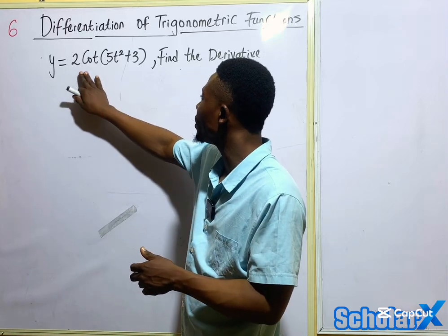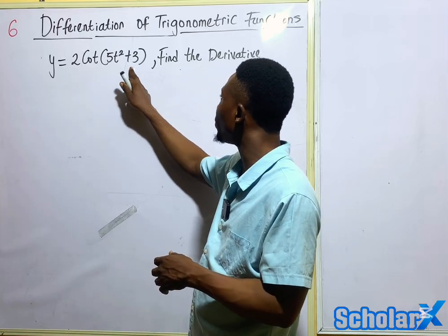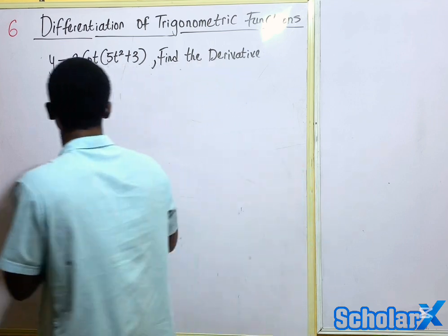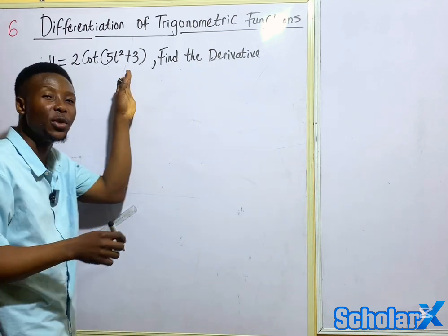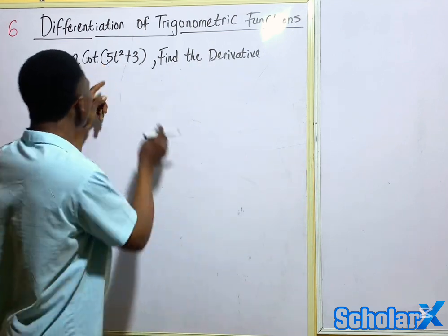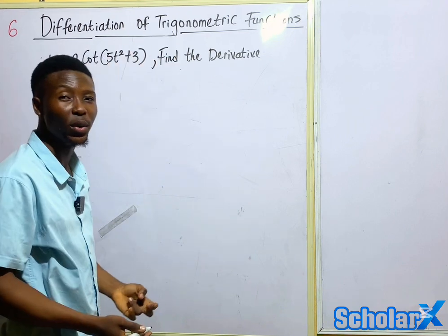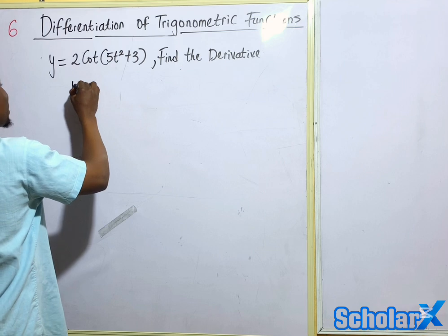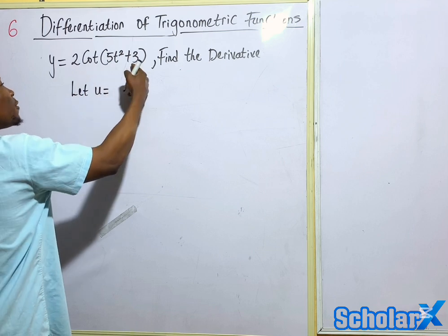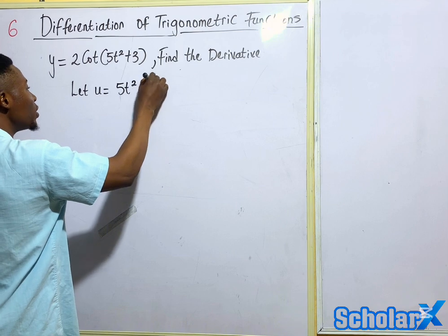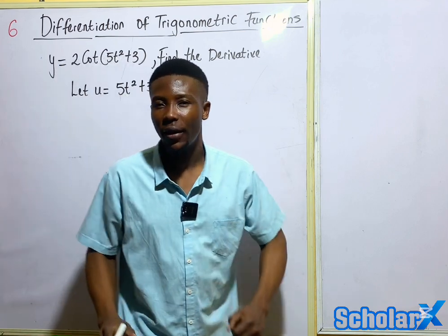We're given a function y is equal to 2 cot(5t² + 3), and we're asked to find the derivative. So what do we do here? Now, we're going to make a substitution, because we have a function 5t² + 3 inside this trigonometric function. So we'll say let u be equal to the function inside the trigonometric function, which is 5t² + 3.